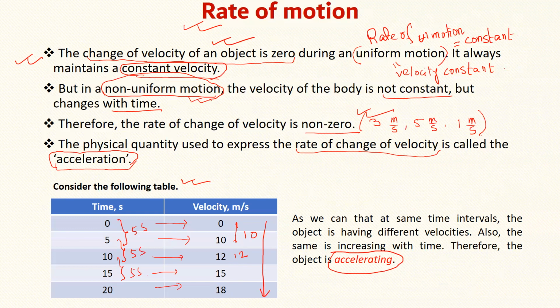So this object in this case is said to have an accelerated motion, or in simple words, we can say that the object is accelerating. Once again, what is acceleration? Acceleration is the rate of change of velocity. If the change of velocity is not zero for an object, that means the object will be accelerating. I hope you have understood the concept of acceleration.